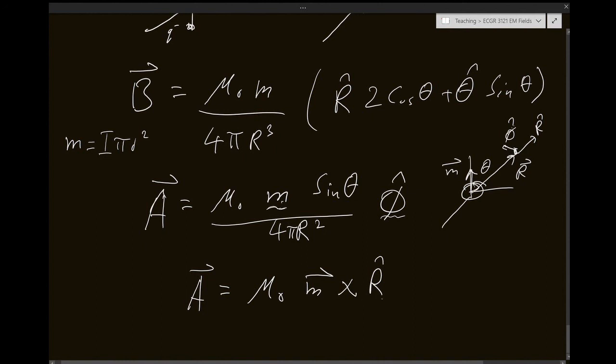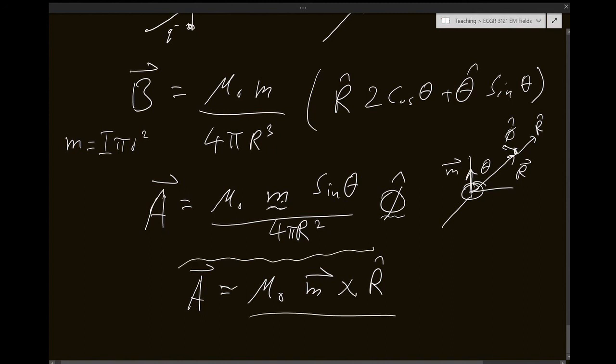So m cross r hat is going to give me the magnitude of m, phi hat, sine theta. It gives me the magnitude of m, the magnitude of r hat, which is 1, and then sine theta, and then it's a vector, so the direction of that vector is going to be phi hat. So this is the simplified expression.